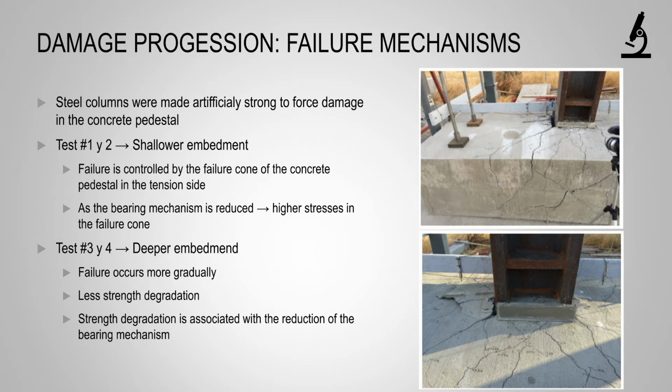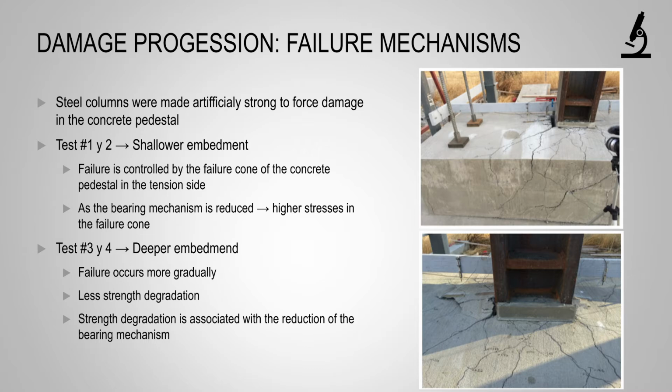As was stated before, the steel columns were made artificially strong to force the damage in the concrete pedestal. From test number 1 and number 2, the ones with the shallower embedment depth, the failure is controlled by the failure cone in the concrete pedestal on the tension side. As concrete begins to spall, the bearing mechanism is reduced and higher stresses appear in the failure cone. This precipitates the failure mechanism.